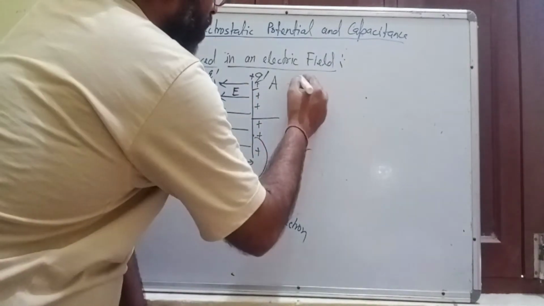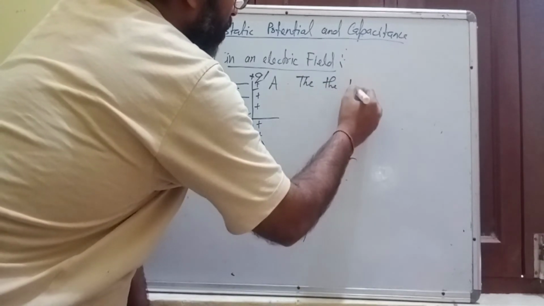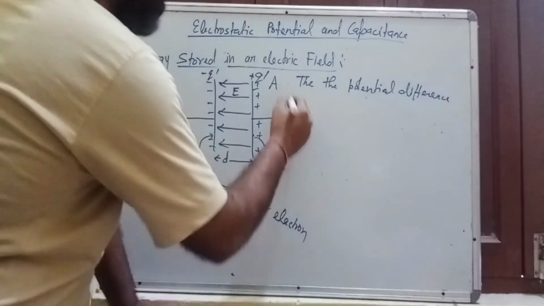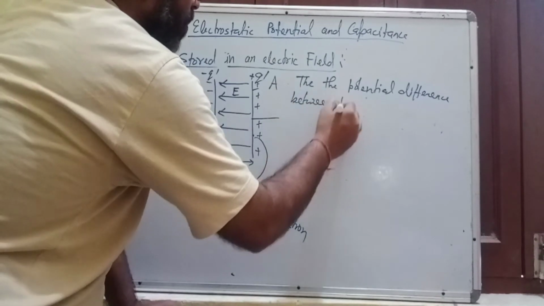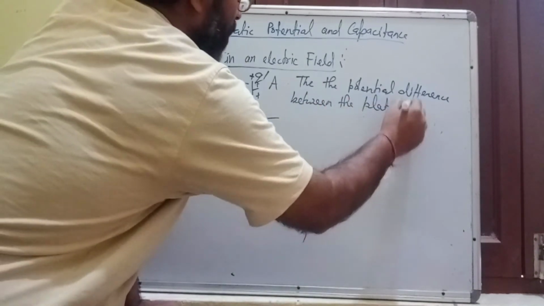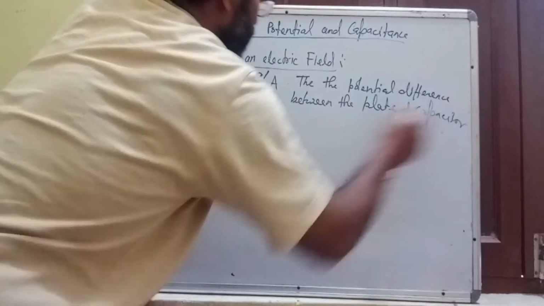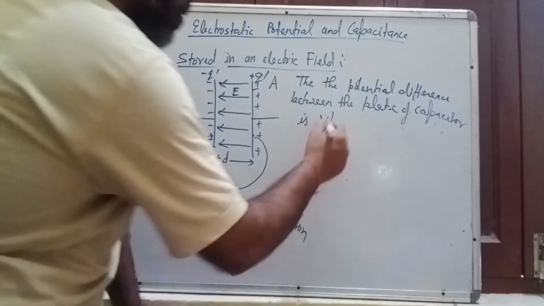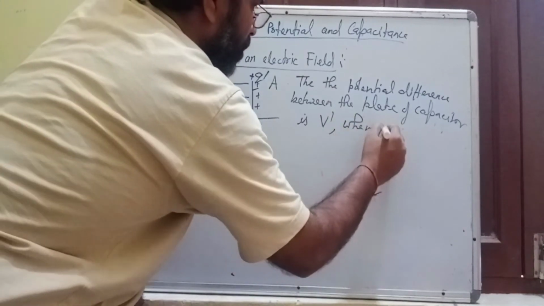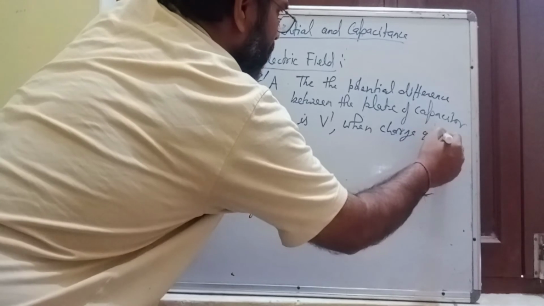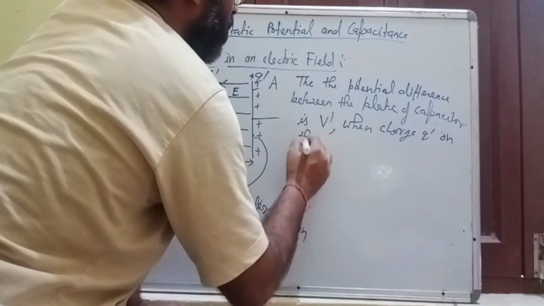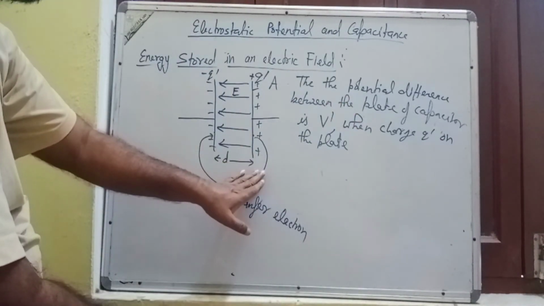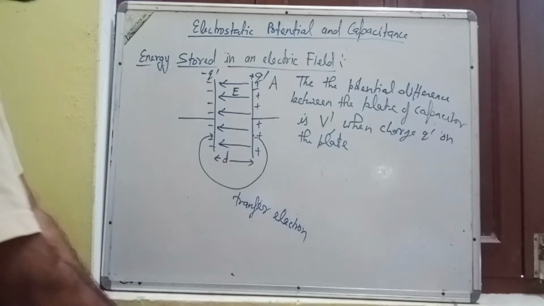Then the potential difference between the plates of the capacitor is V dash when charge q dash is on the plates. When q dash charge has developed on the capacitor plates, the potential difference between the plates becomes V dash.